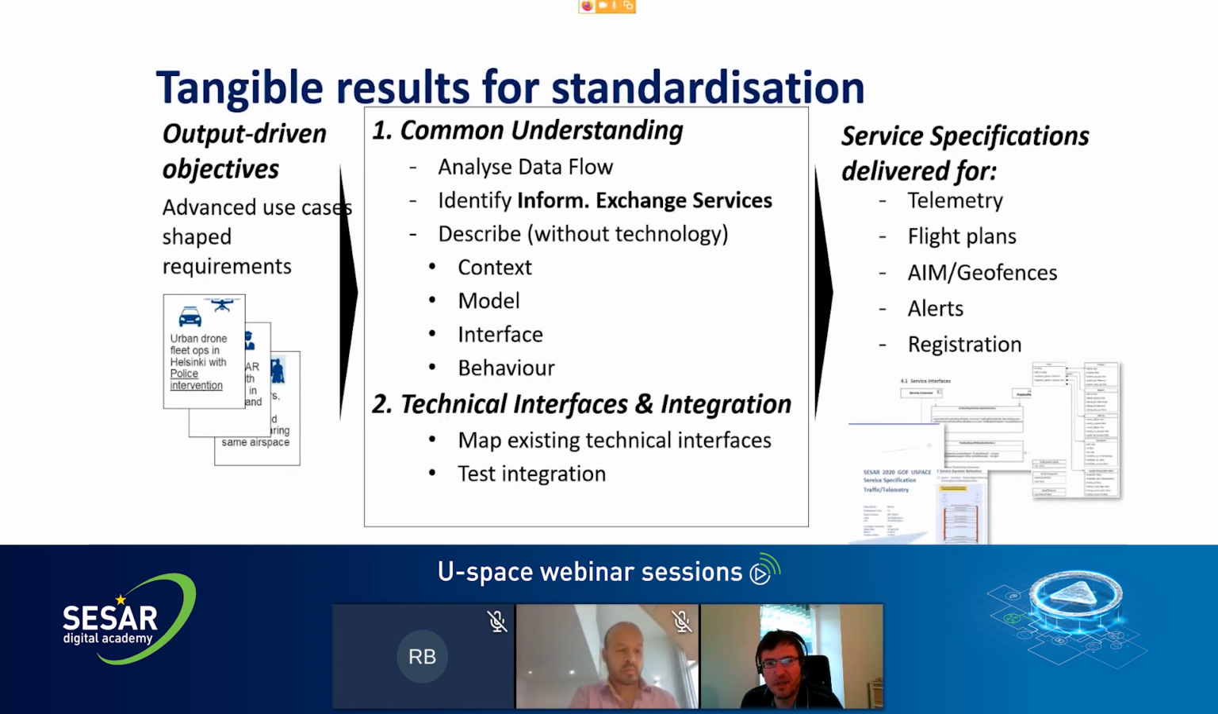So we had a multi-step approach. First, looking at the use cases, looking at the demonstrations, we tried to reach a common understanding. What's the data that we need? Which services would we need to exchange that data, and what do we need to describe to make people aware what this service actually does? What we found out, if we leave out technology in the first step and just talk on a logical level: this is a flight plan, this is a surveillance record, a telemetry record, a drone position. This is how this data model looks like, it has latitude, longitude, altitude, coordinate reference systems, things like that.